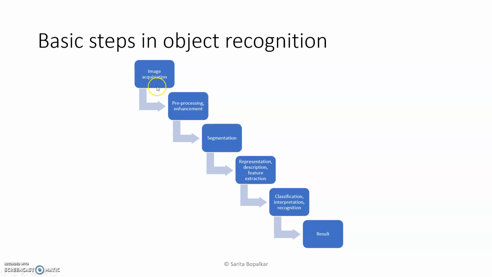First, acquire an image, then process this image with different image enhancement operations to get good quality. After that, we do segmentation. Segmentation divides the image into different segments. Some segments may correspond to the image objects, and some segments may correspond to the background of the image.